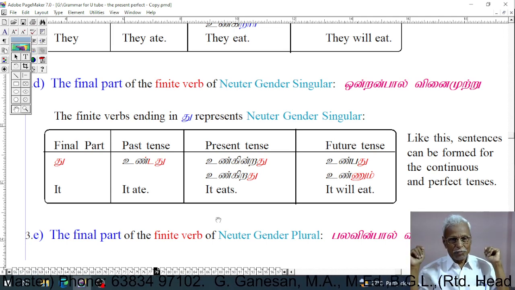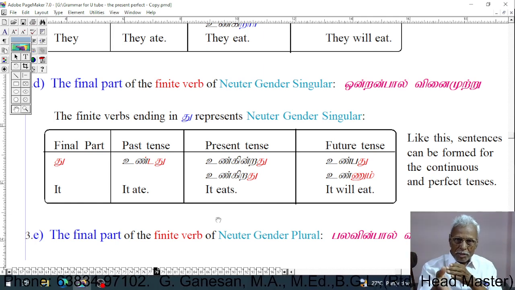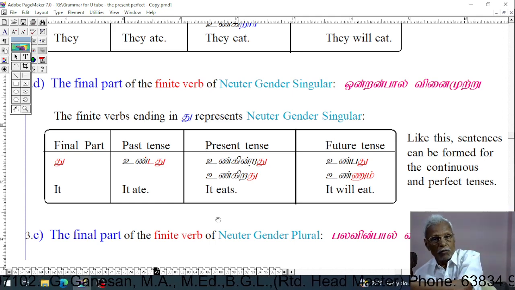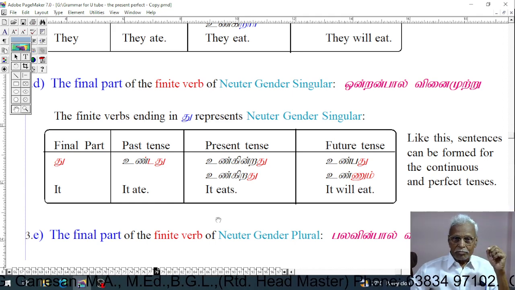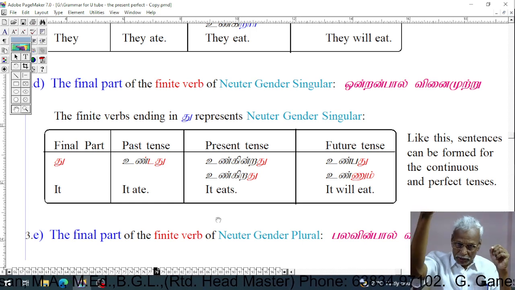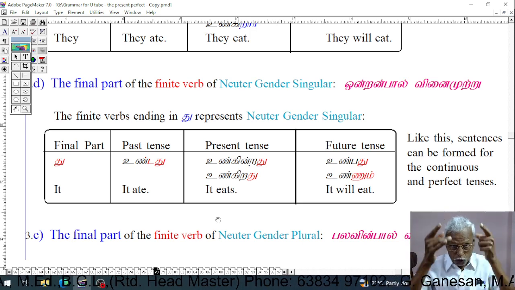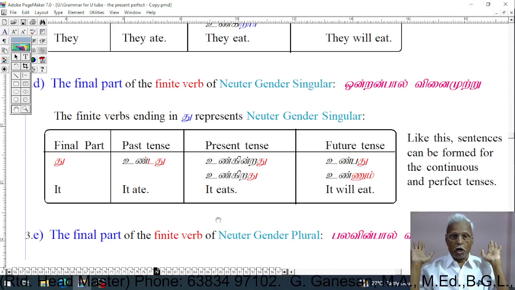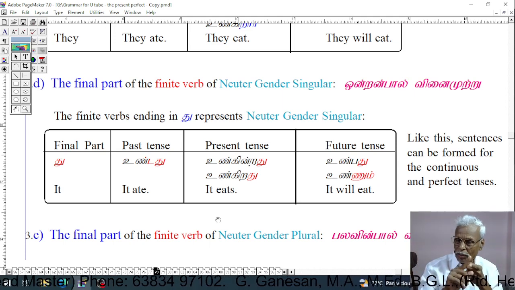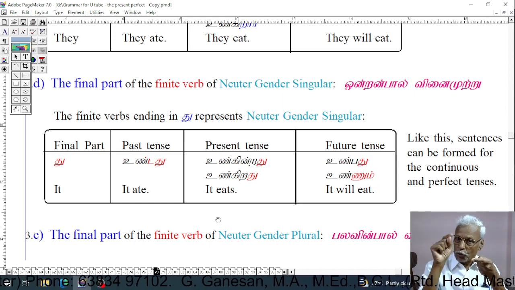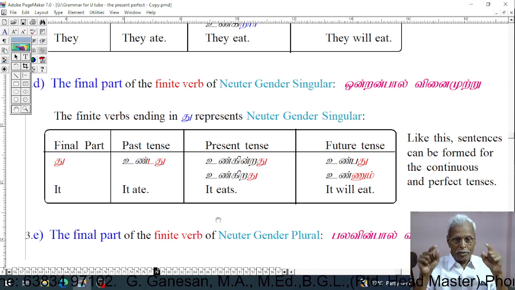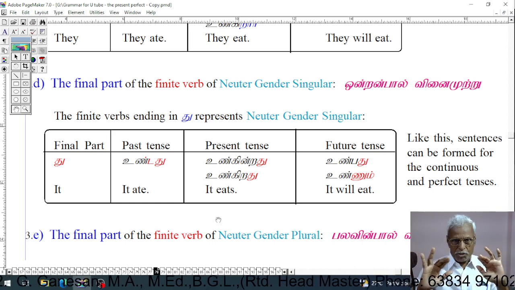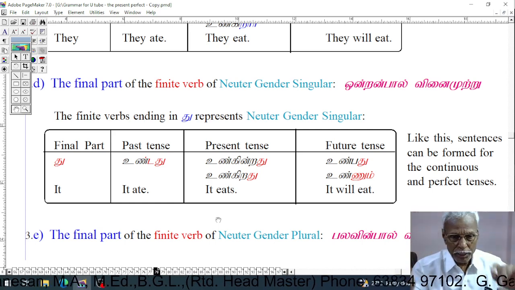Okay. A tree, மரம், ஒரு மரம் வீழ்ந்தது. A tree fell. ஒரு மரம் விழுகிறது. A tree falls. ஒரு மரம் விழும். A tree will fall. Okay. For singular, the final verb should end in tu. மாடு வந்தது, மாடு வருகின்றது, மாடு வரும். Cow came, cow comes, cow will come. For singular.